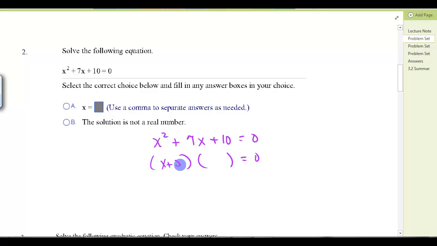So we have x plus 2, x plus 5. So x equals negative 2, x equals negative 5. And those are the numbers that will go here, just like that, no parentheses.